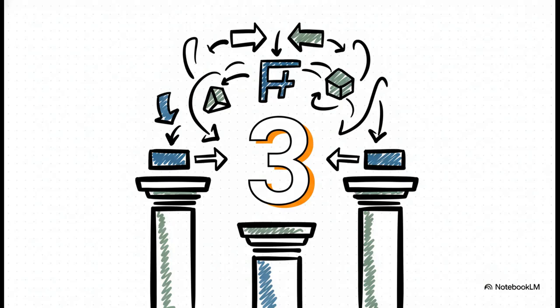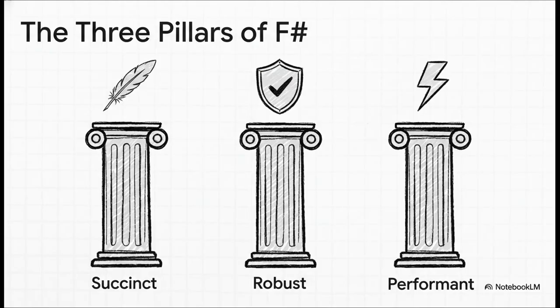So, if we were to boil everything we've seen down to its core, what are the fundamental pillars of F#? Well, it really comes down to three key ideas. These are the three words you'll find right on the official F# website. Succinct, because the syntax is clean and type inference gets rid of all that boilerplate. Robust, because features like immutability and those discriminated unions we saw prevent bugs before you even run the code. And performant, because it all compiles down to highly efficient code on the .NET runtime.